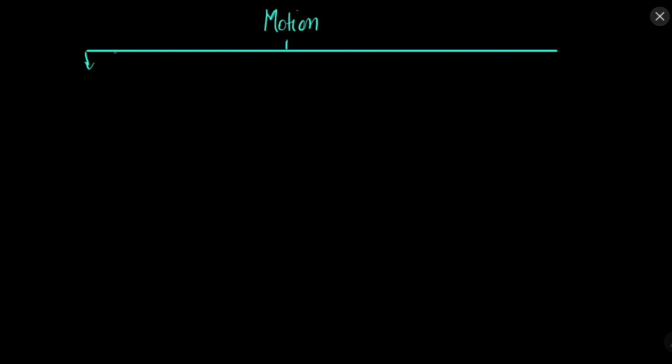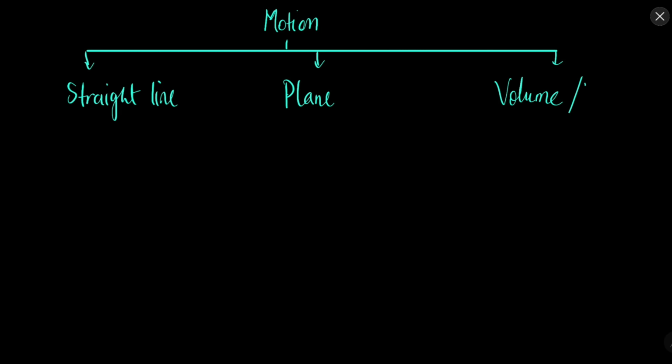So motion can happen in three ways usually: motion in a straight line, or motion in a plane, or motion in a certain volume, okay, a certain region, 3D region. So now we've discussed motion in a straight line, okay, when only one of the dimensions is changing. Now we will discuss planar motion, and what about the volume, or motion in 3D. So it is quite simple, okay.